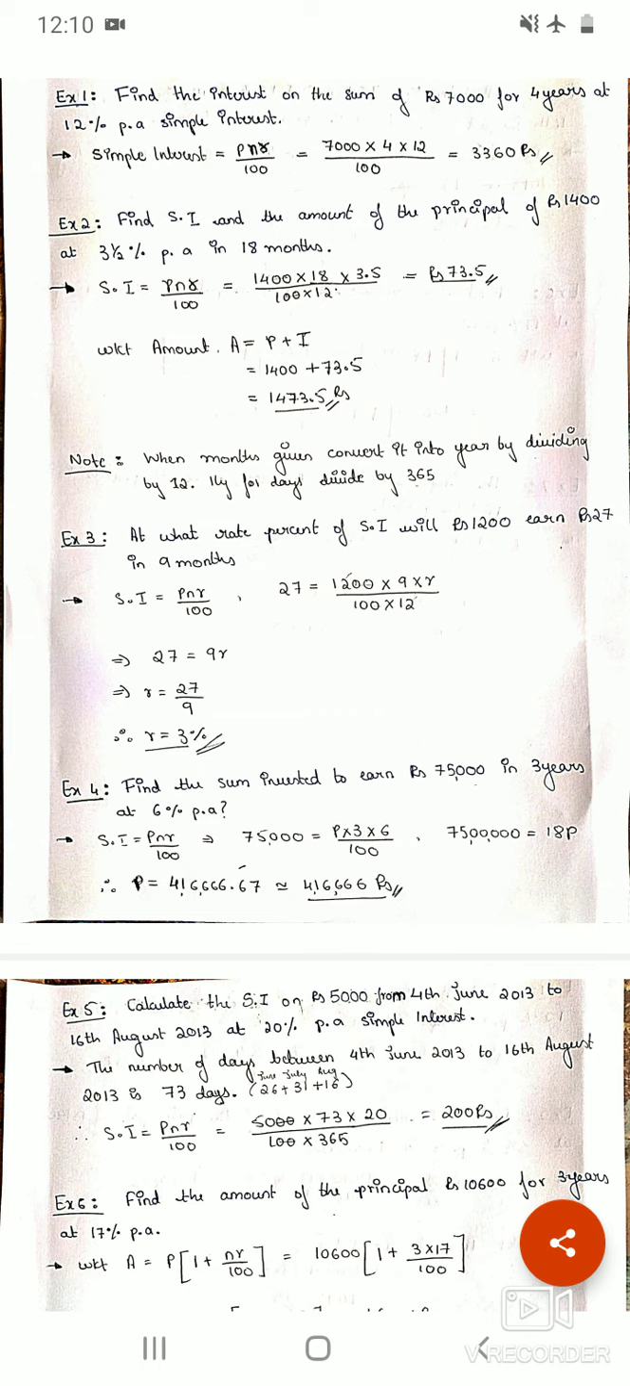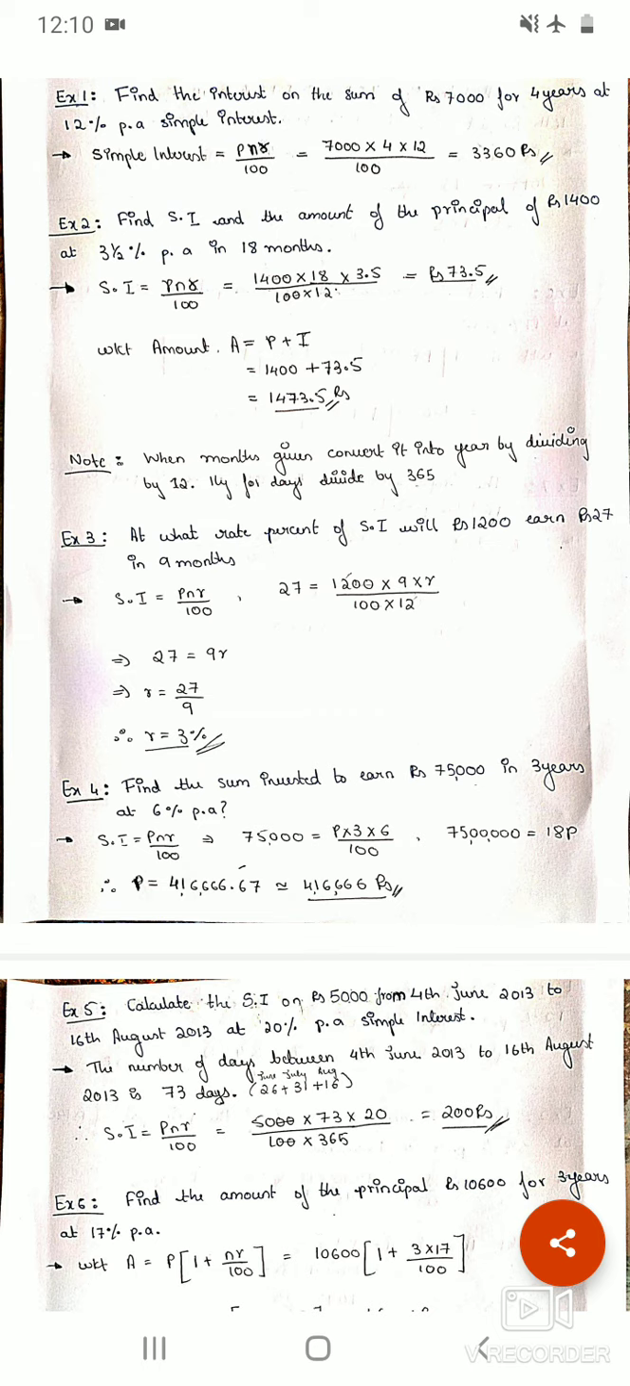So in the previous class we had seen the basic formula and the basic concept of interest, simple interest, and some of the important notes. So today we will begin with some easy examples. This type of question will be asked for 2 marks.